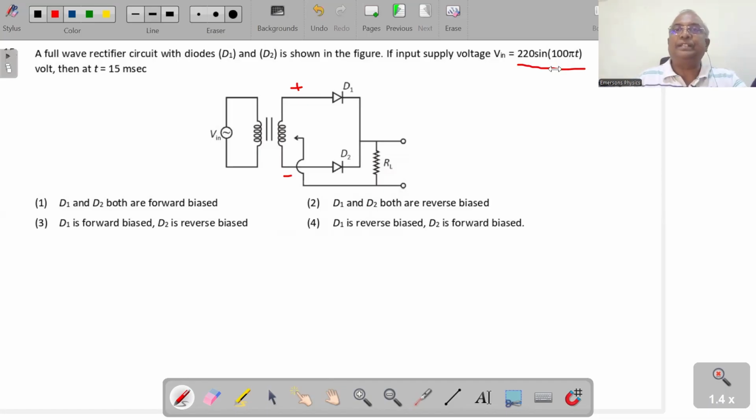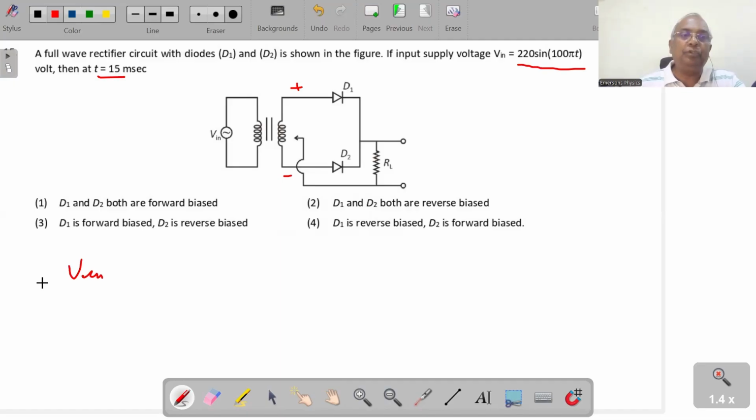Okay, this is the input signal, and time is also given. We wanted to find out which diode is forward biased and which is reverse biased. Normally the input signal is applied positive, negative. In the second half it will be negative. This is the input signal in the first half of the cycle. Okay, we will substitute this value.